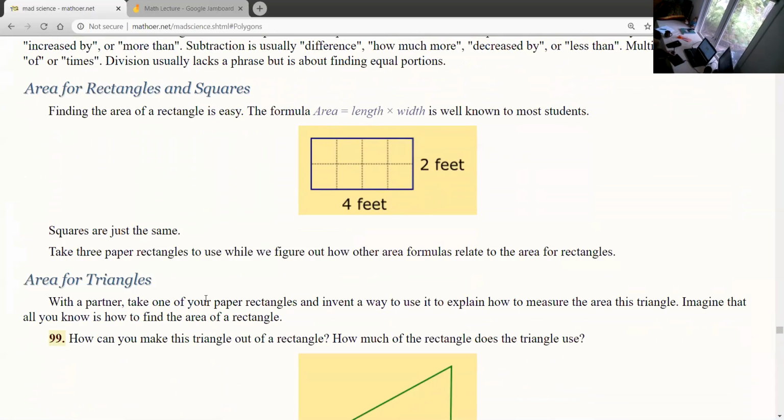So that was perimeter. Area is the next thing to talk about. And I want to talk about area equals length times width for a rectangle. I'm assuming you've all heard that before, but it's actually incredibly important. So let's talk about it.